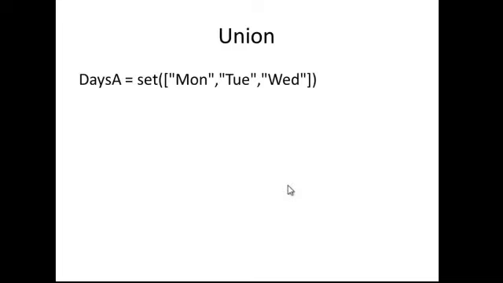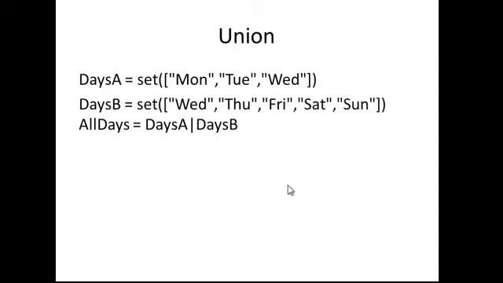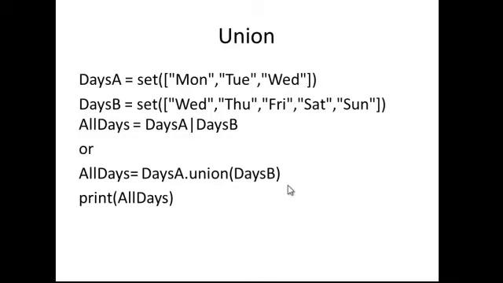Considering days A has some group of values, days B has some other set of values. When we go with all days, days A pipe days B gives the union, joining the two sets together and merging them into a third set. Or the same thing we can do with the union operation, and we can display it all.